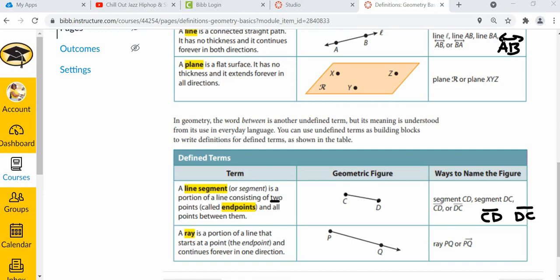Next, we have a ray. A ray is a portion of a line that starts at a point, which we usually call the endpoint, and continues forever in one direction. So here we have ray PQ. And you can name a ray with one of the endpoints and 1 point on the ray.